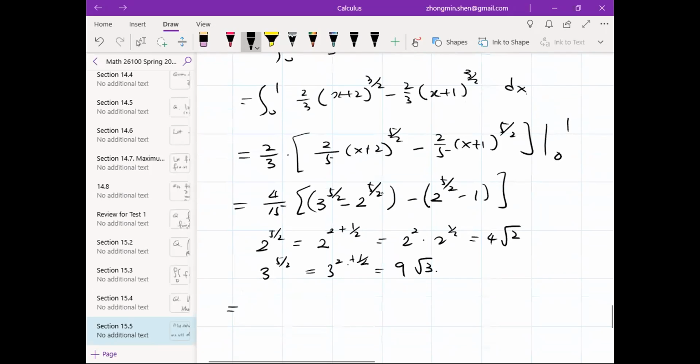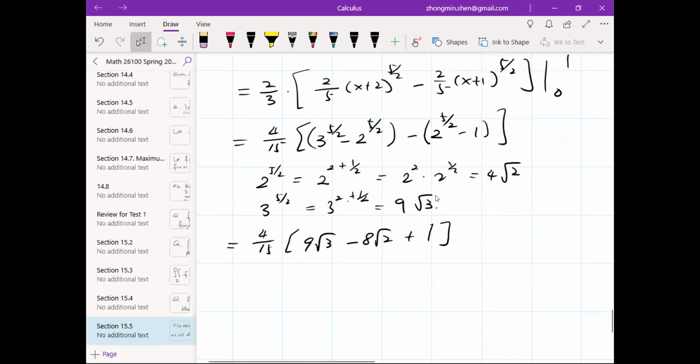So the above answer will be 9 root 3 minus twice of that. So it's going to be 8 root 2 plus 1. Some more friendly expression, right? We are familiar with the square root of the square root of 2. Okay, that looks better maybe.